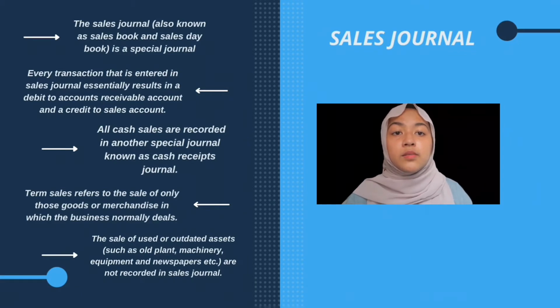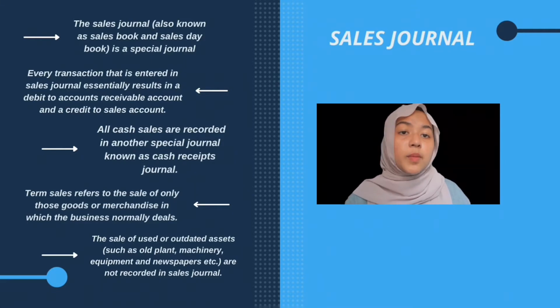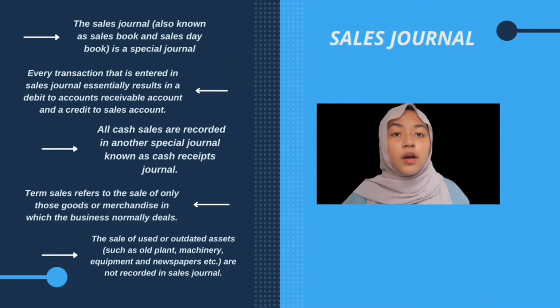Here, the term sales refers to the sale of only those goods or merchandise in which the business normally deals. The sale of used or outdated assets such as old plant, machinery, equipment, and newspaper is not recorded in the sales journal. These transactions are entered in the general journal, also known as the general proper.